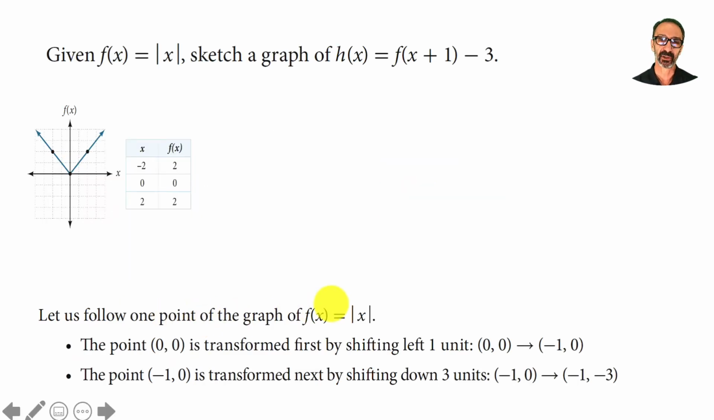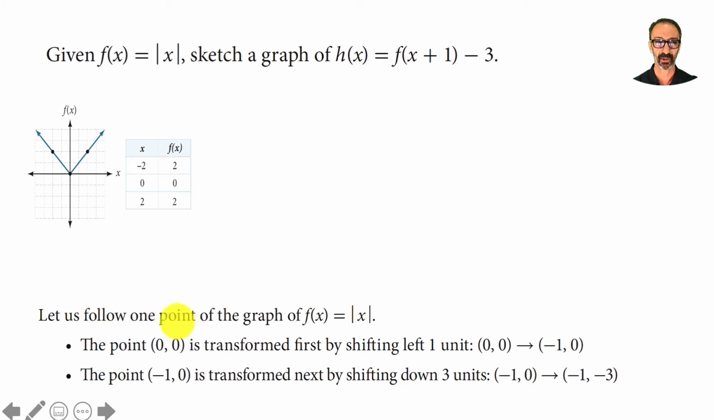Now this is an absolute value function. f of x is an absolute value, already graphed. We create a new function from the basic or the parent function, doing the following. We know this is a shift up or down. In this case, it's down 3 units. Plus 1 will take you back to the left 1 unit. So this is what's going to happen.